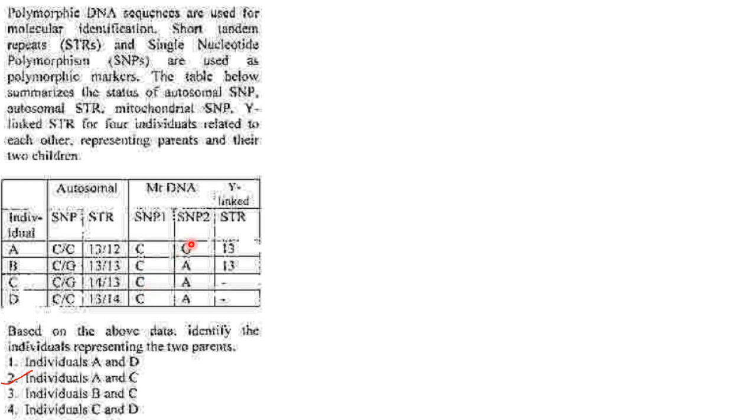Now SNP1 is C for all. SNP2 is mitochondrial SNP2, that is of maternal inheritance. That is G for A and D for A. But A is male parent because he is having the Y-linked STR. So the female parent here is C. So A is present in B and D. So that is correct. Now Y-linked STR 13 is present in A, and in B also Y-linked STR 13 is present. So individual A and C are the parents and B and D are the offsprings. So option 2 is correct and option 2 are the individual representing the 2 parents. Answer is option 2.